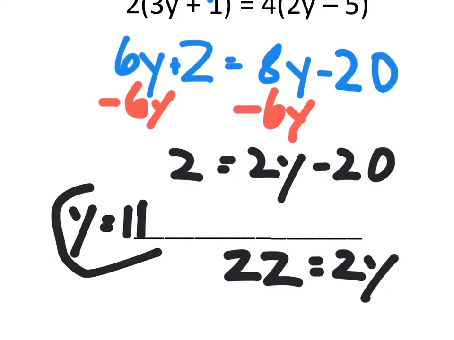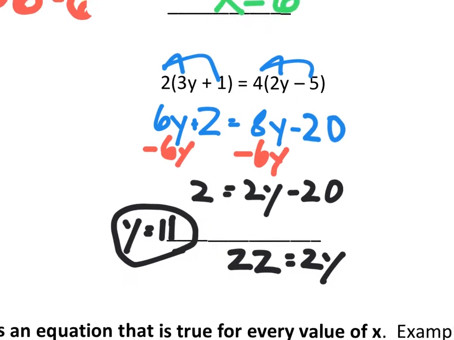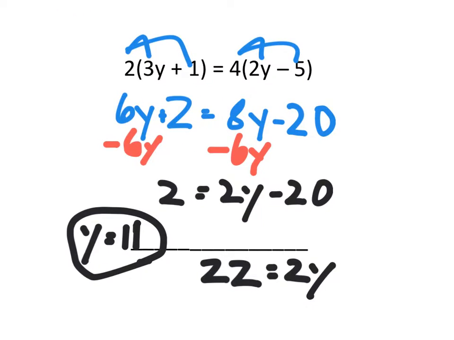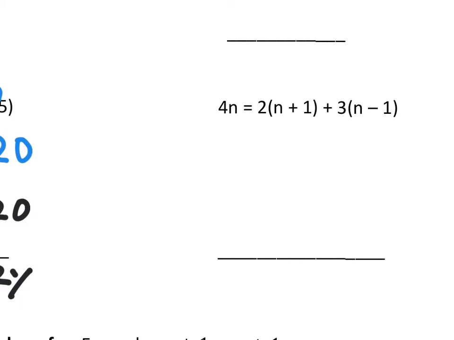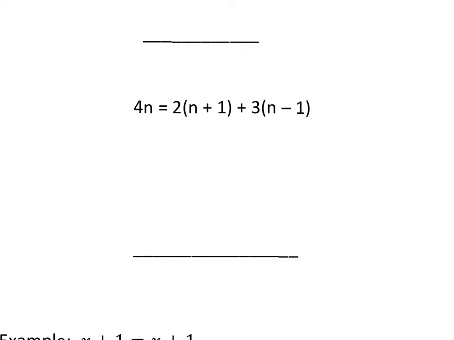It's always nice, on more complicated problems, to double check that by plugging it back in. And if you plug that 11 back in on your own time, you will indeed see that it checks out. It will make both sides of the equation equal. Let's come right over here onto this problem.